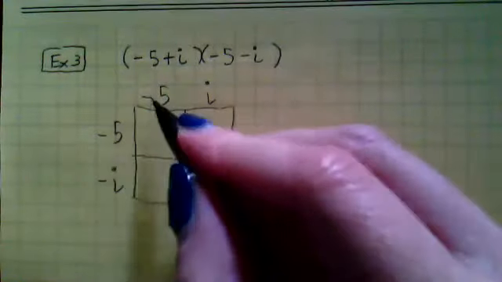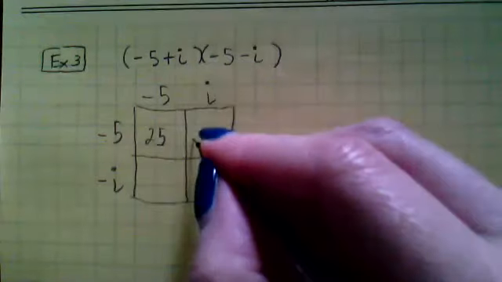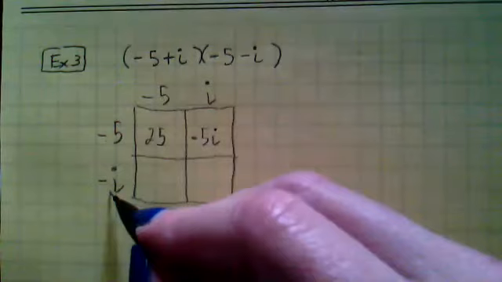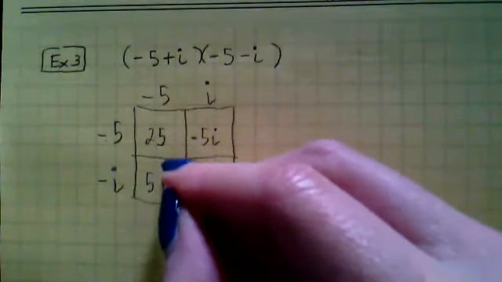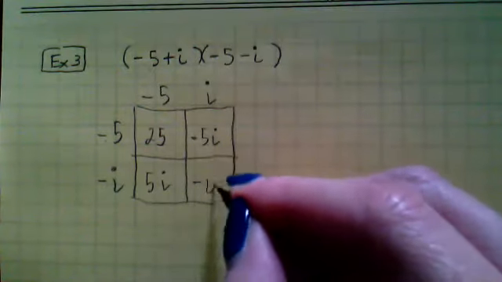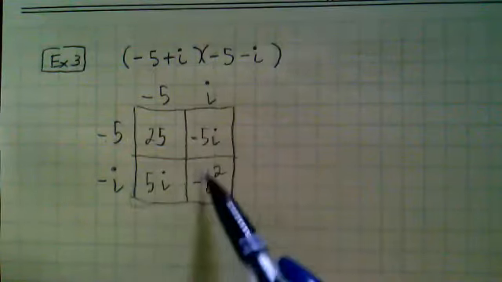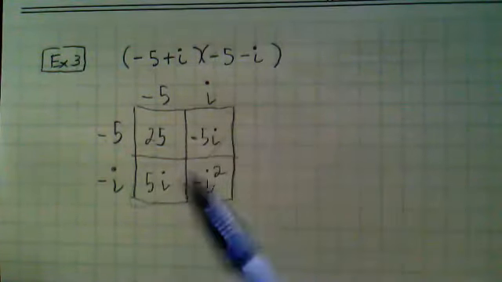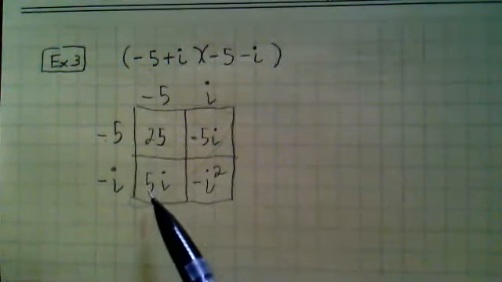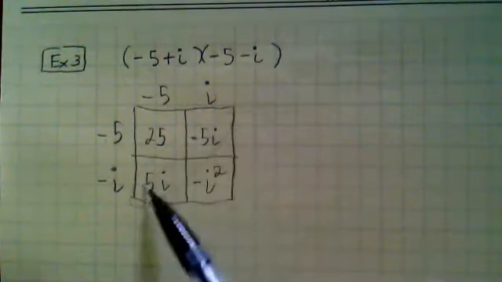So negative 5 times negative 5 is 25. Negative 5 times i is negative 5i. Negative 5 times negative i is positive 5i. And then we have negative i times positive i, which is negative i squared. Again, usually this diagonal is your like terms, but if you notice here, some of you guys don't want to write everything out, that's okay. You notice that 5i and negative 5i are opposites, so they cancel each other out.